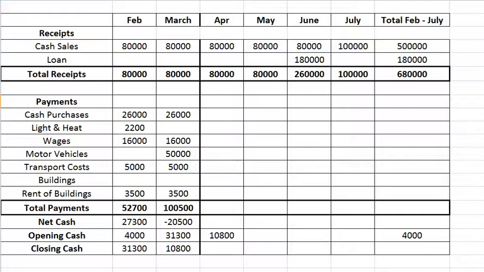Okay, coming down to payments then. It says cash purchases are expected to increase by 20% beginning in July. So they're going to remain at 26,000.